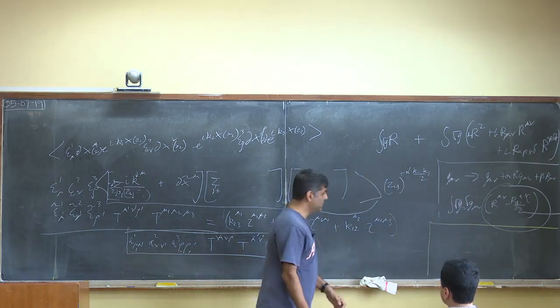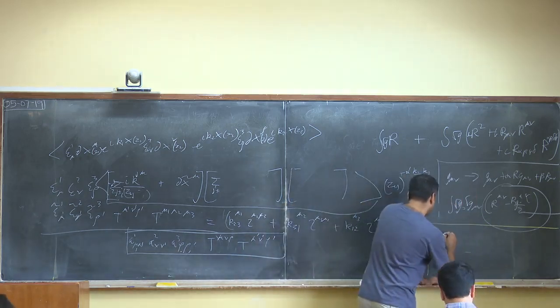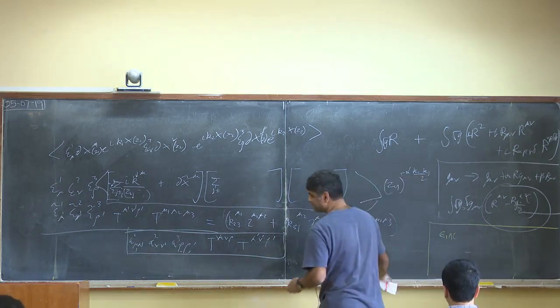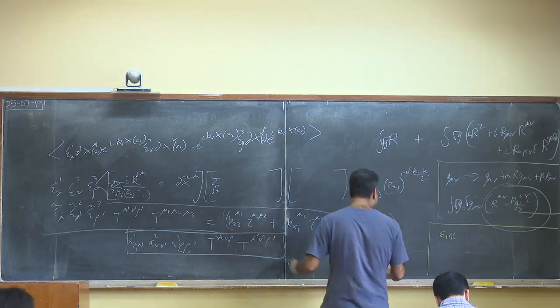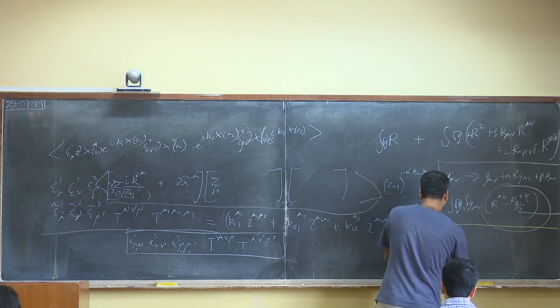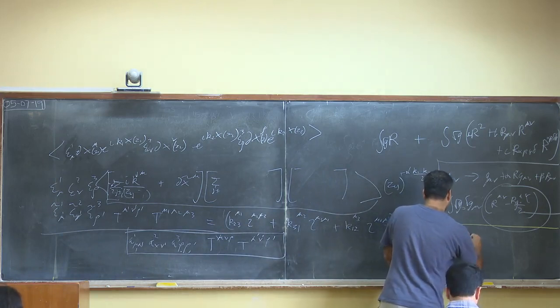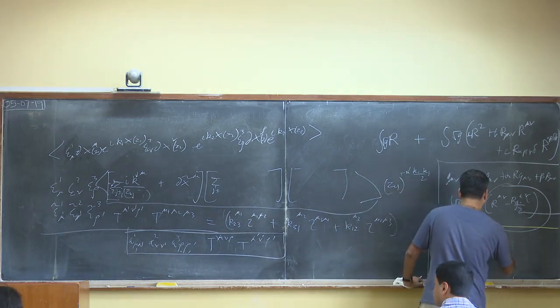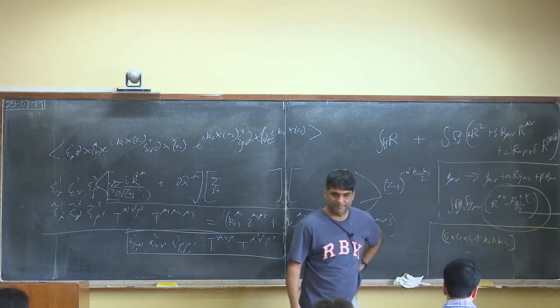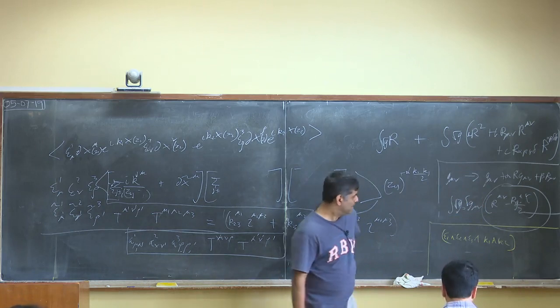This amplitude can be written nicely in the following way. Define the following five form. Epsilon 1 wedge epsilon. I'm going back to A's zeta zeta prime. Define the five form zeta 1 wedge zeta 2 wedge zeta 3 wedge k1 wedge k2. This is some five form.